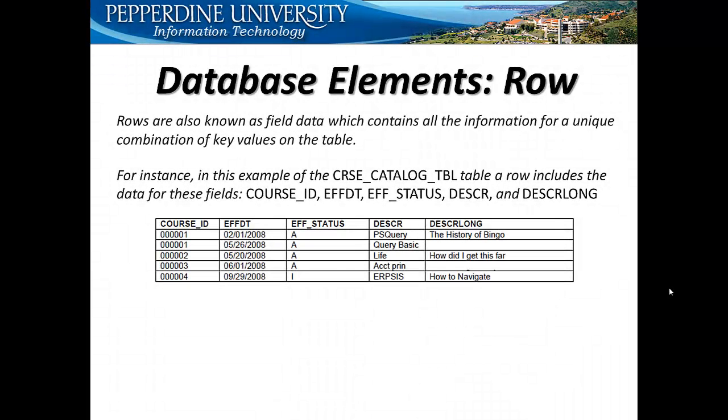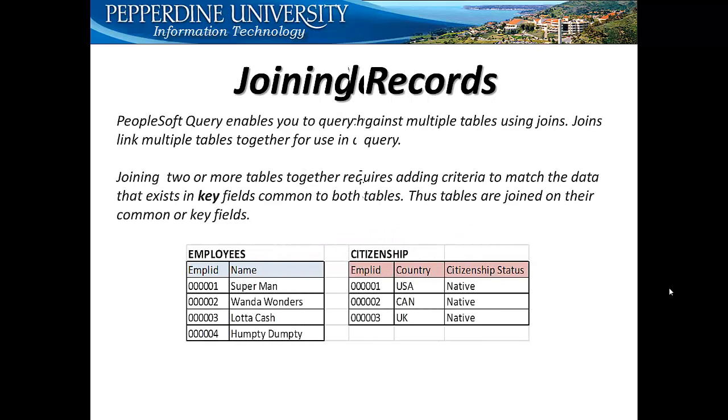There may be times when you need resultant data from multiple tables in one query. PeopleSoft Query enables you to query against multiple tables using joins. Joins link multiple tables together for use in a query. Joining two or more tables together requires adding criteria to match the data that exist in key fields common to both tables. Thus, tables are joined on their common or key fields.